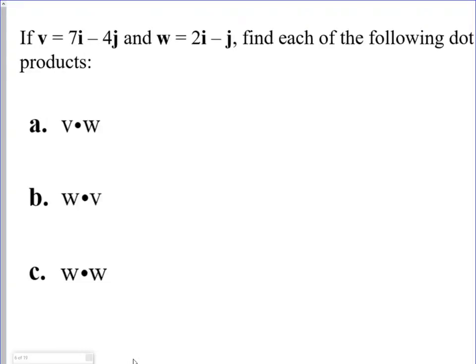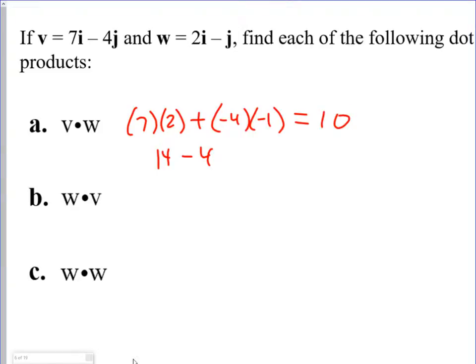So, dot multiplication. We're trying to find the product of the vector v and vector w. We're going to take the two a's, which is 7 and 2, add to that the product of the other two. That should give us 14 minus 4? Yeah. You try the next two.